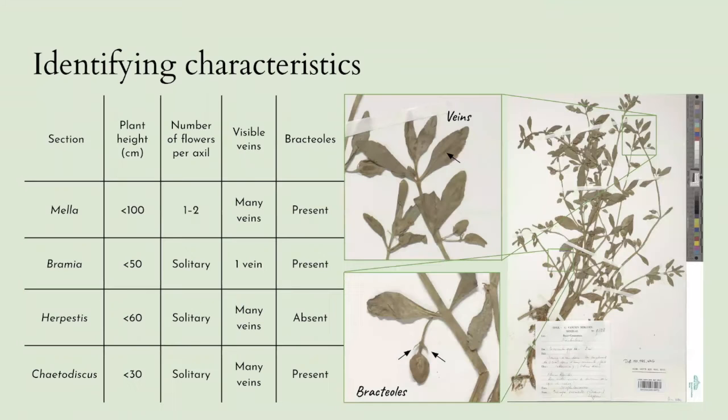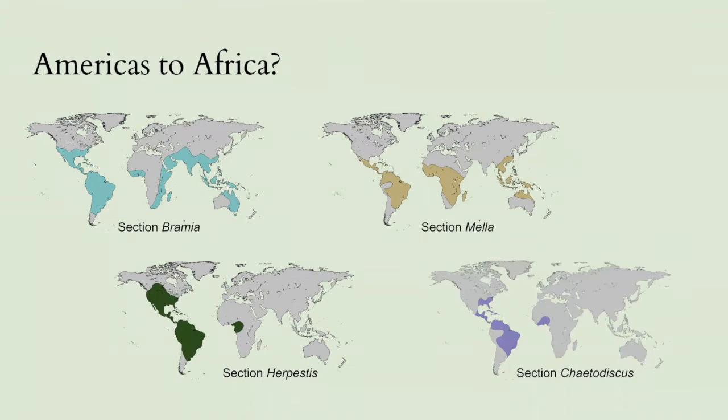This part of the poster identifies some common characteristics of Bacopa sections, including height, number of flowers per axil, veins, and bracteoles. We can see here that Bacopa grows mainly in North and South America, while in parts of Eurasia and Africa too. Our project also tries to understand how Bacopa dispersed to Africa. We can note that within each section, there may be only one species that lives in Africa.